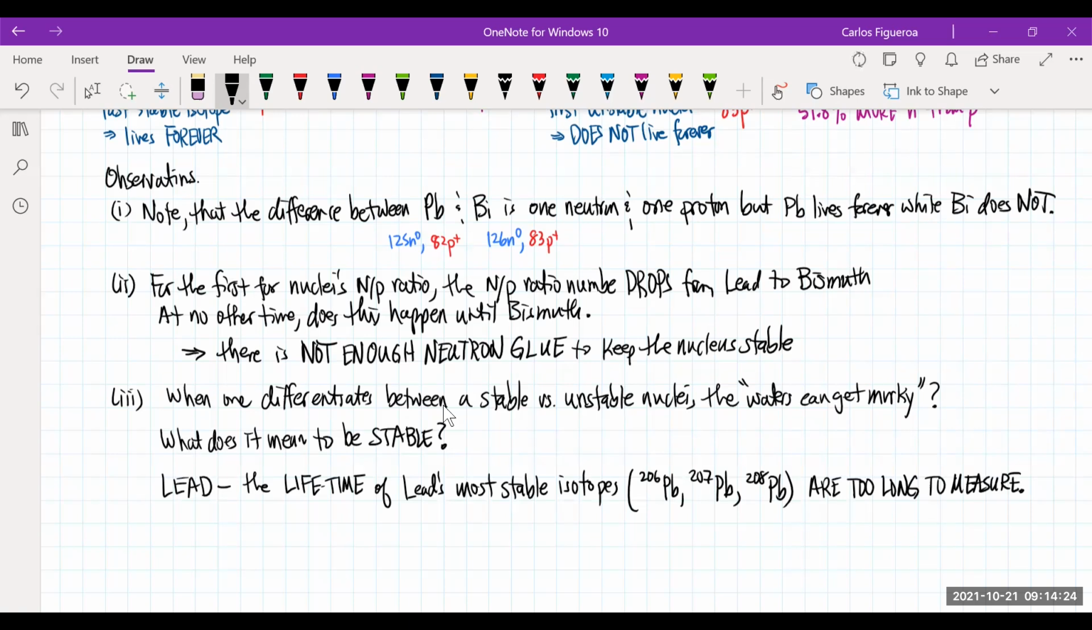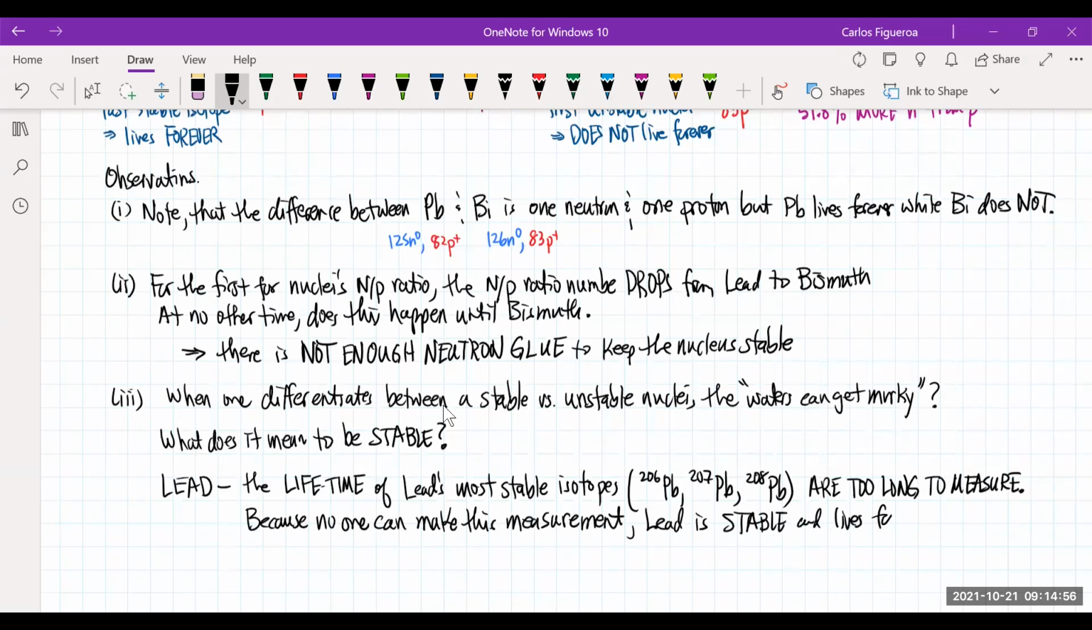And what that really means here is that because no one can make this measurement, lead is stable and lives forever. And here's where I say the waters get murky.